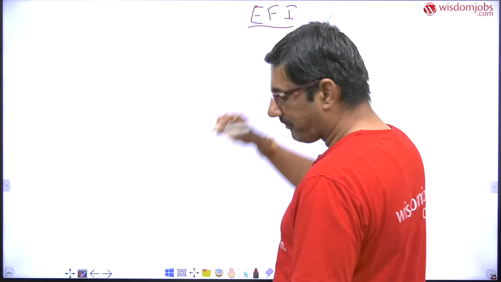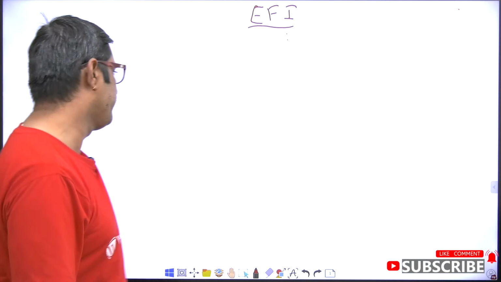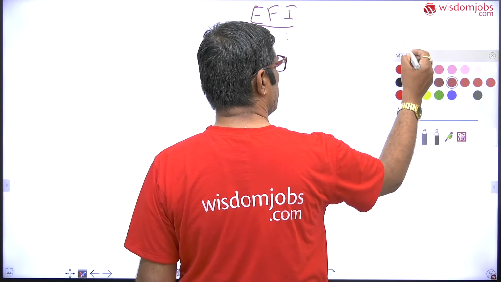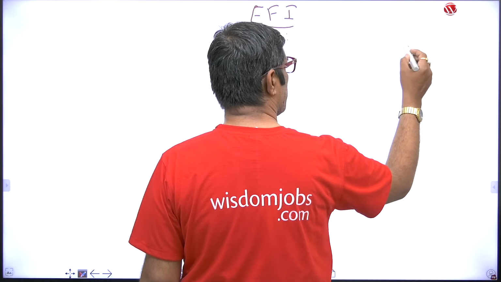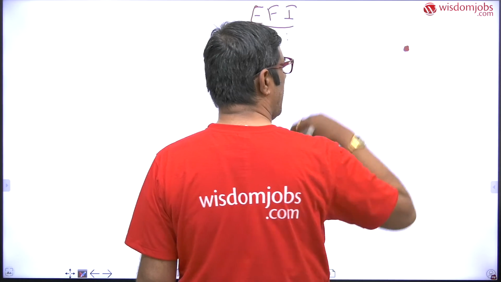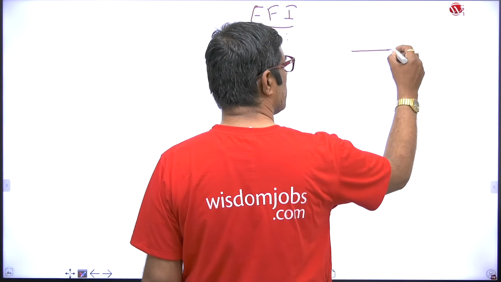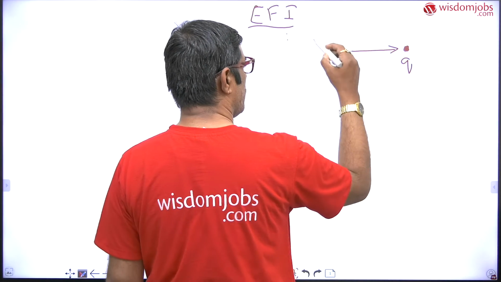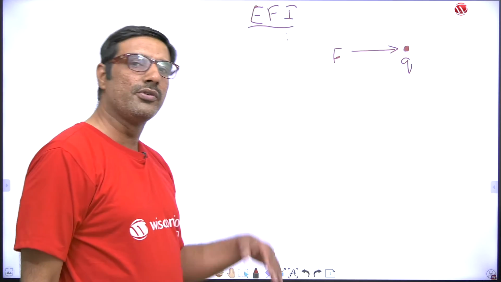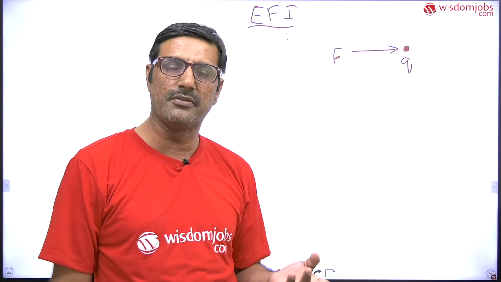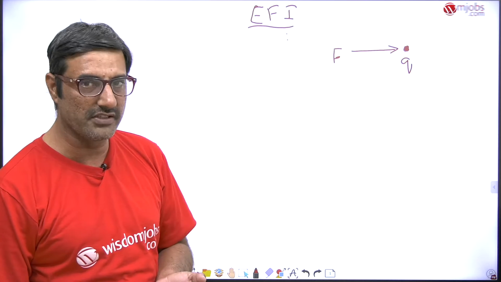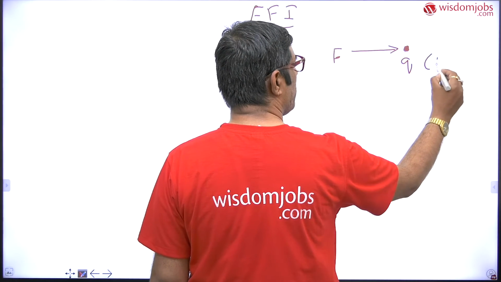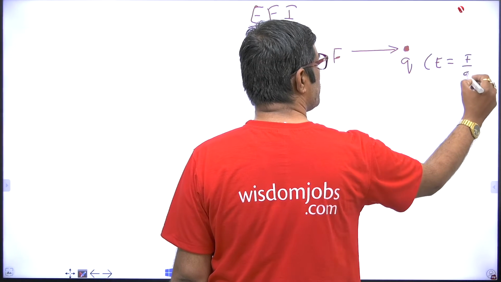Now, let me say the total force acting on a particular charge Q is F. Okay. So on a particular charge in a particular electric field, let me say the total force acting on the charge Q is F. And of course, F may be due to a number of charges, or one charge or two charges, depending on the electric field containing the number of charges. Okay. And obviously, the electric field intensity at this point P is force per unit charge.